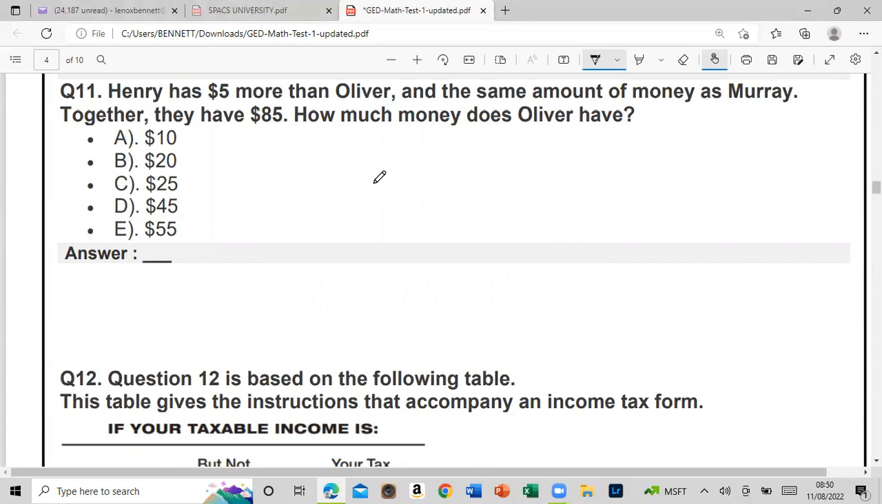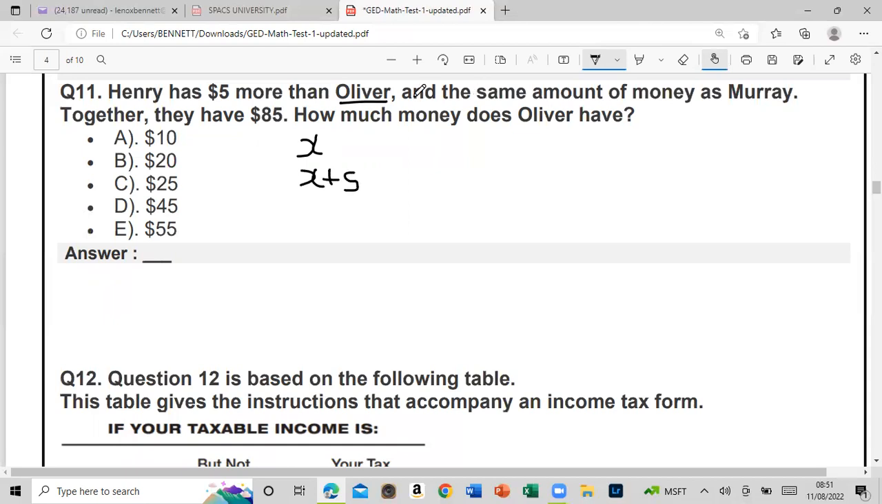Henry has $5 more than Oliver and the same amount of money as Murray. Together they have $85. How much money does Oliver have? Alright. So you say Henry has 5 more than Oliver. So let us say that Oliver is X. He has X dollars. Henry has $5 more, so Henry has X plus 5. We don't know what the value is, but that's what the equation is.